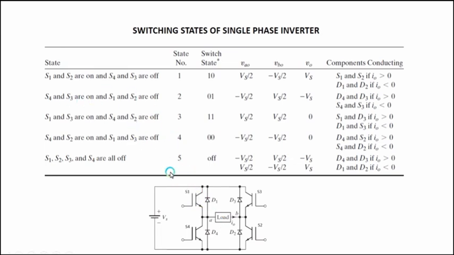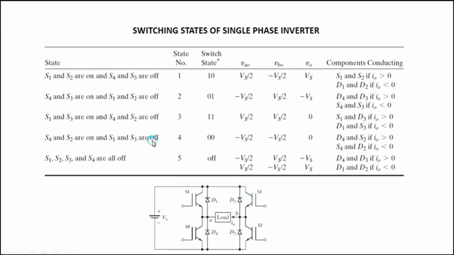And in the next state, the other diagonal switches, that is S3 and S4 are made on and S1 and S2 are made off, then the voltage output will be minus Vs. In this state, if the load is purely resistive, then the switches S3 and S4 will conduct. And if the load is not purely resistive, D3 and D4 will conduct if the load current is greater than 0, and S3 and S4 will conduct if the load current is lesser than 0.